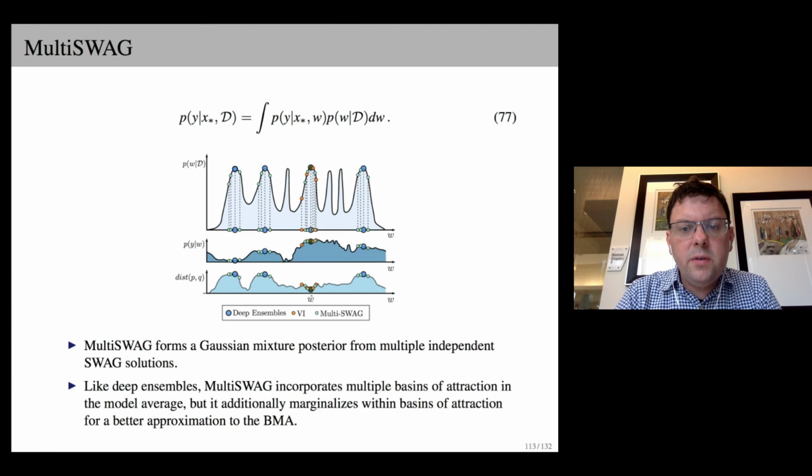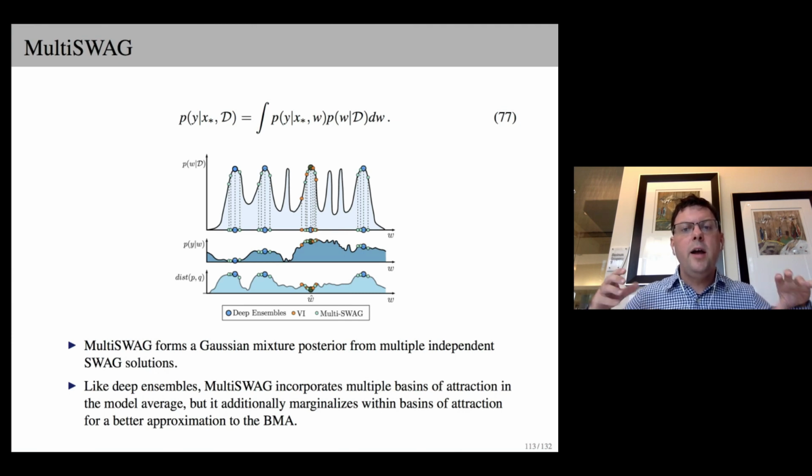So in addition to just selecting different points in different basins, we can also try to marginalize within basins of attraction. We do that in a procedure called multi-swag, where we train multiple independent swag methods discussed in part 3 to create a mixture of Gaussians approximation to the posterior. So we're marginalizing within multiple basins.